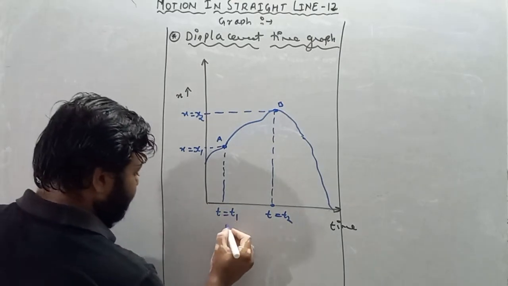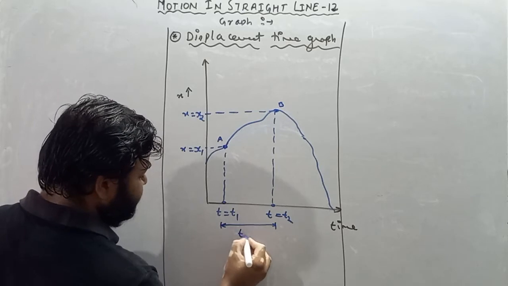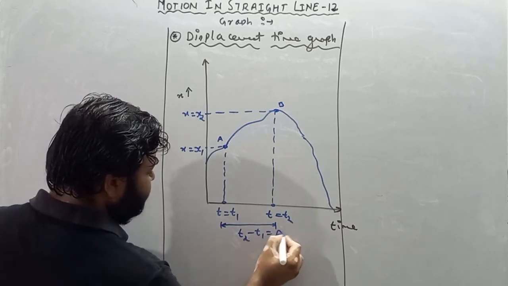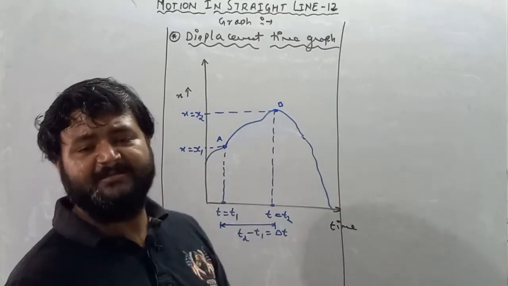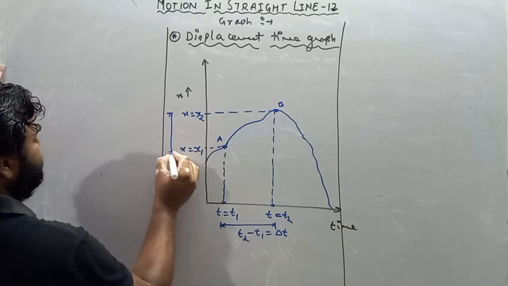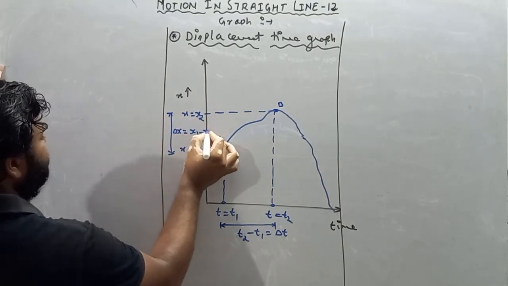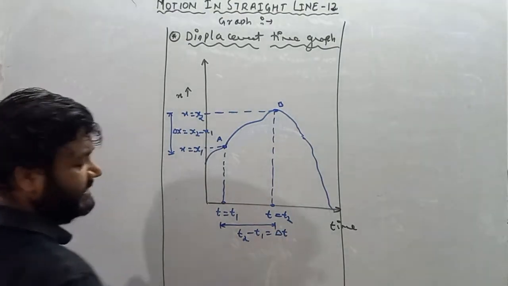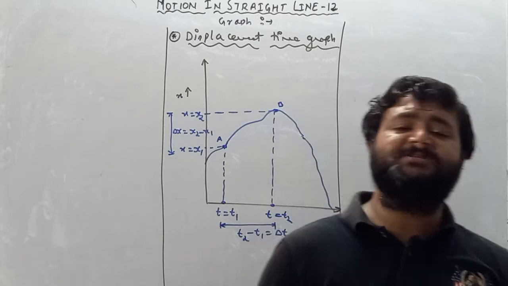Now see, my dear student, if I wish to find this distance, then this distance must be t2 minus t1, which is nothing but change in time, and we know that change in time is represented by delta t. Moving forward, if you wish to find this distance, then this distance must be delta x, which is x2 minus x1. This delta t represents change in time and delta x represents change in position.